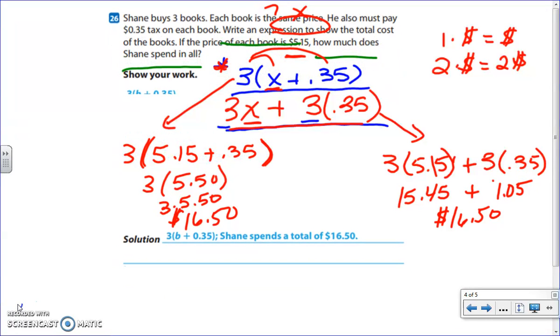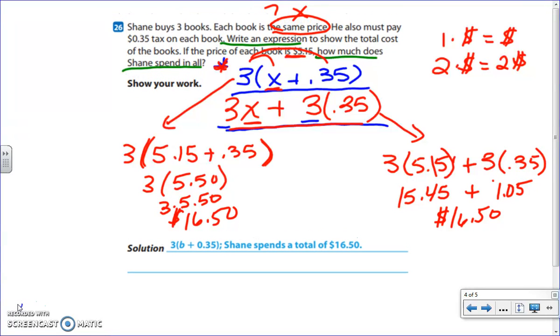So 3 times b plus 4.35. So the book did want you to use this one. So a total of $16.50.